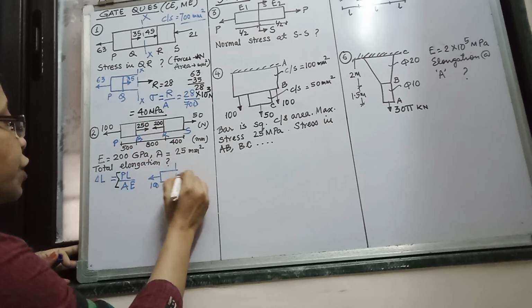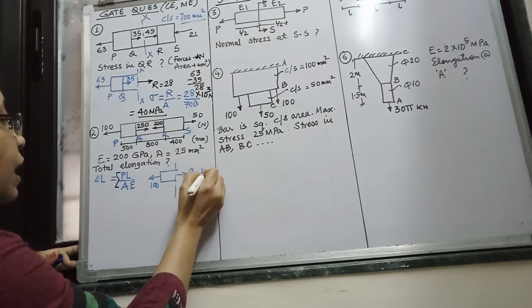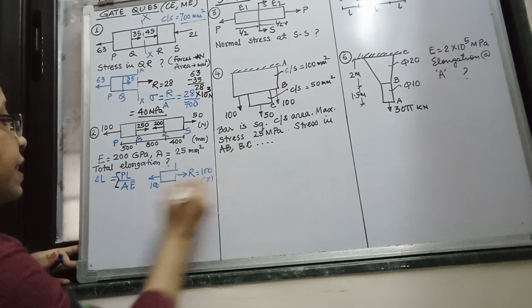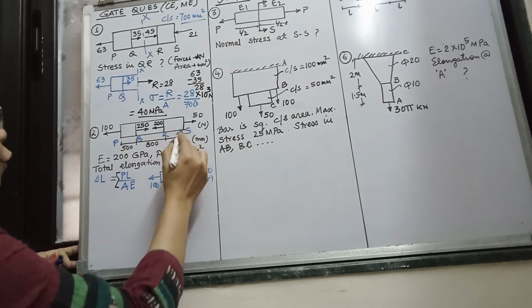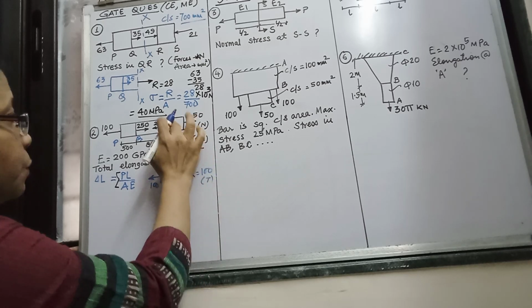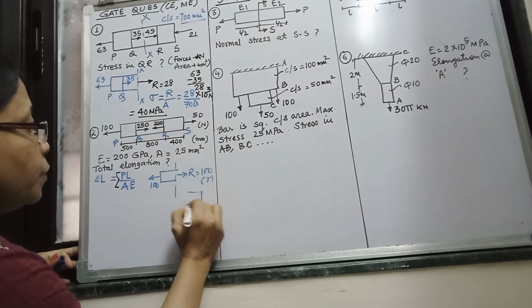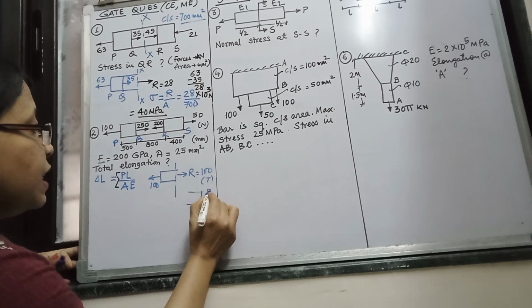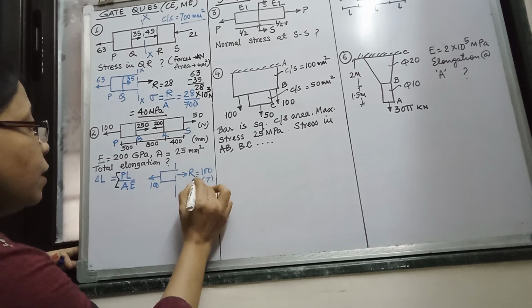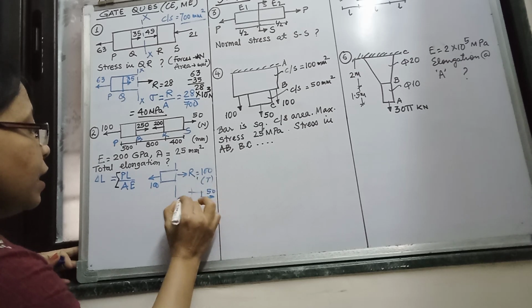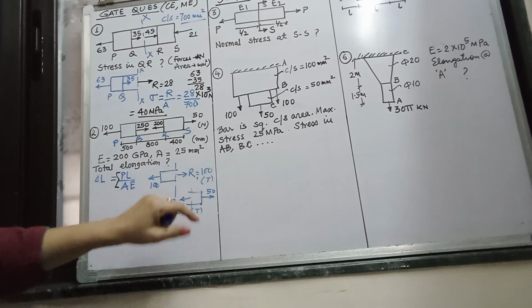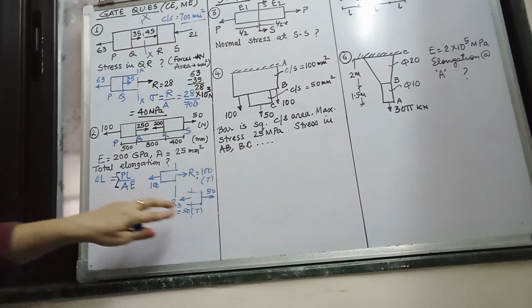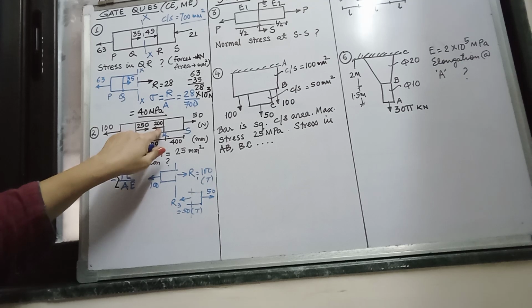For the part P, if you draw the free body diagram with a cross section, this will be 100. This is tensile in nature. For this part it is 50, then this will be R3, R3 will be 50. This is also tensile. Why tensile? Because this is a pull, along tension.